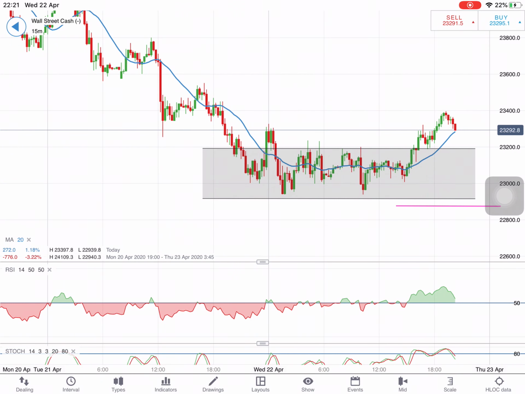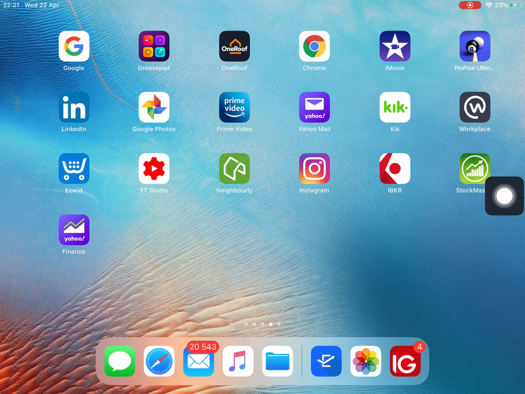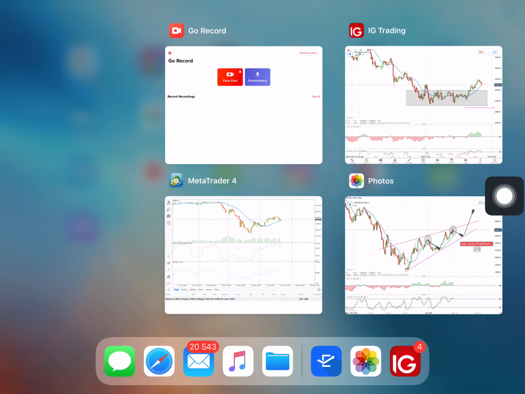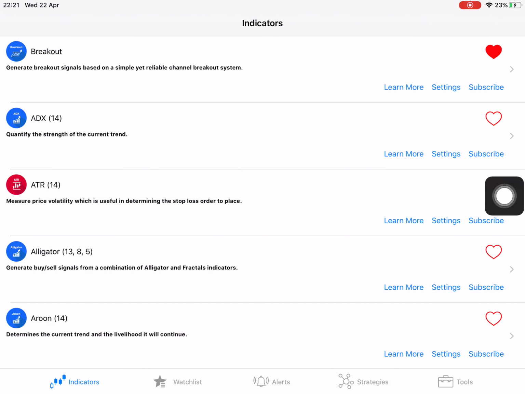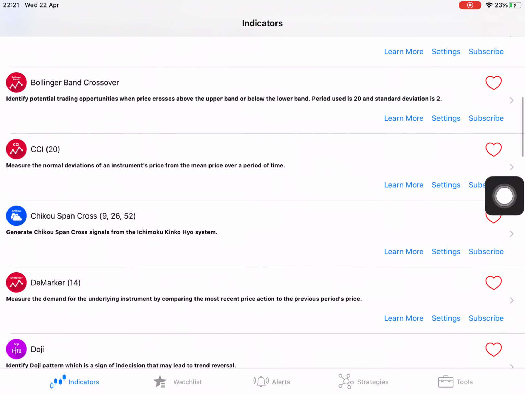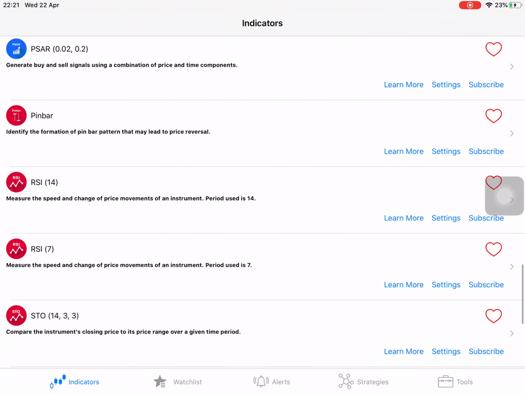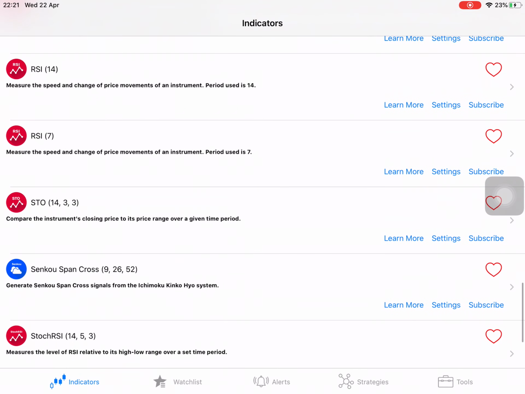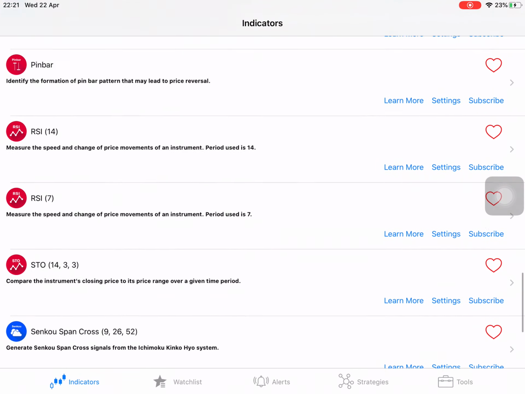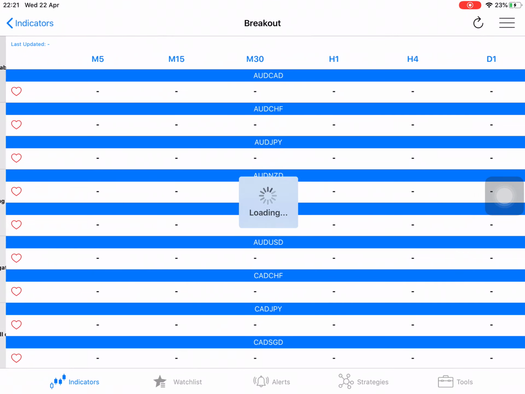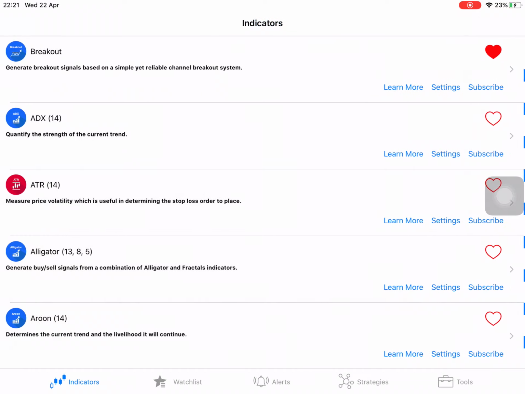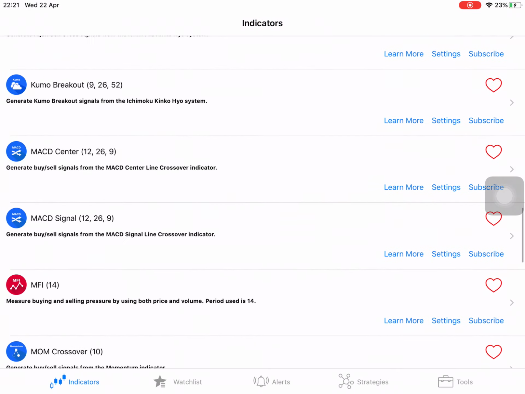Okay, so the way you can find a lot of these entries for currency pairs and whatever is to use this special app here. It's called the Easy Indicators Dashboard app. It's free on the App Store. If you want to subscribe to it, you can. It's not that expensive, but I'm only subscribed to the breakout one for the alerts. I'll explain that to you shortly.